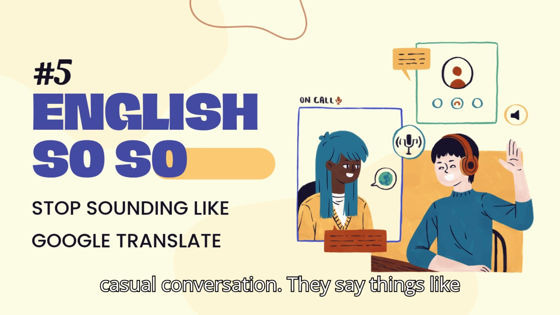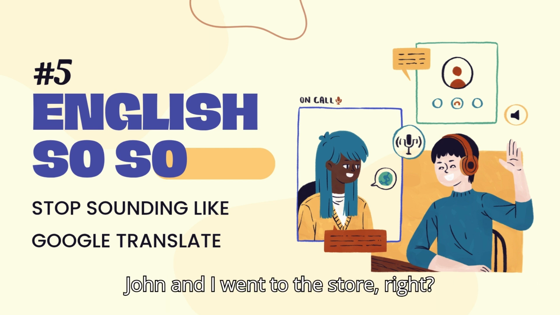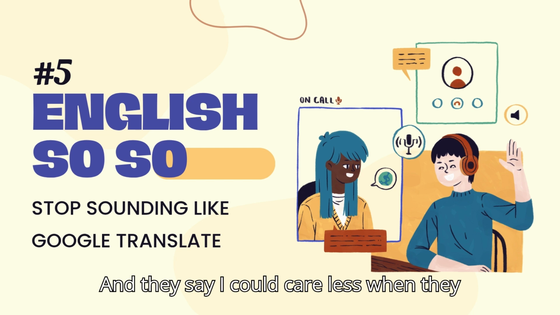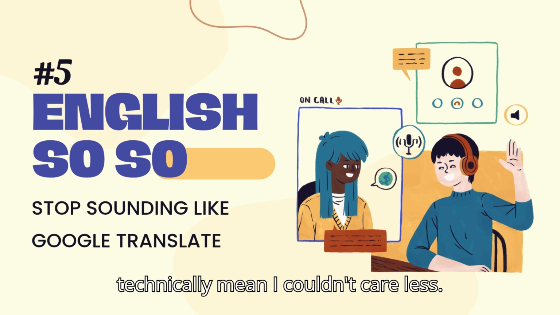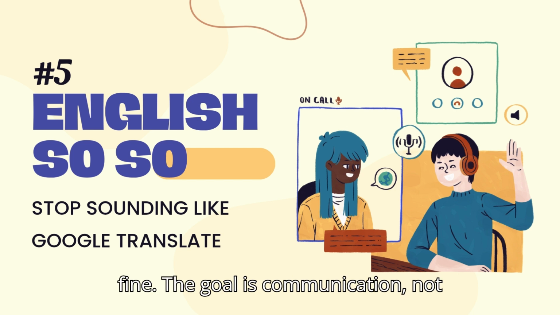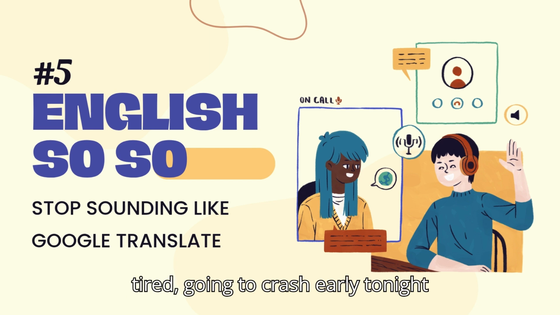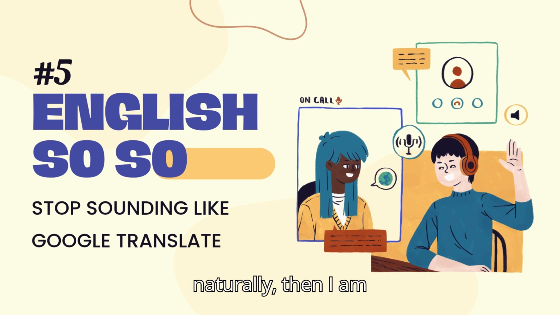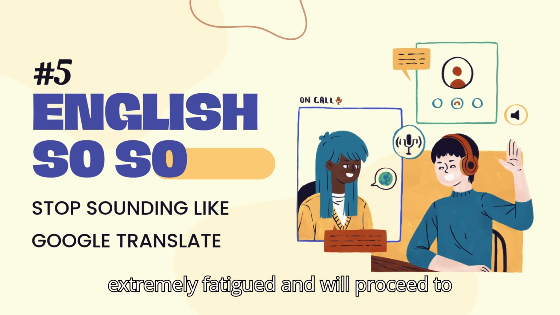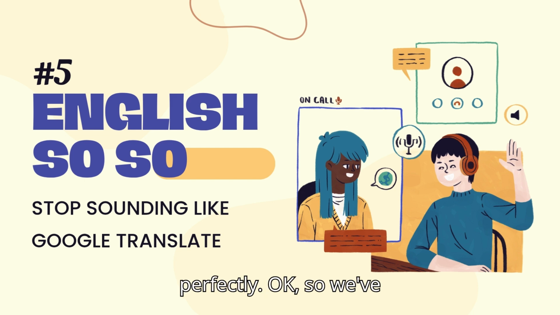Native speakers make grammar mistakes all the time in casual conversation. They say things like, me and John went to the store, instead of John and I went to the store. Right, and they say, I could care less when they technically mean I couldn't care less. But communication still happens perfectly fine. The goal is communication, not perfection. It's better to say, I'm super tired, gonna crash early tonight, naturally, than I am extremely fatigued and will proceed to sleep at an early hour this evening, perfectly.